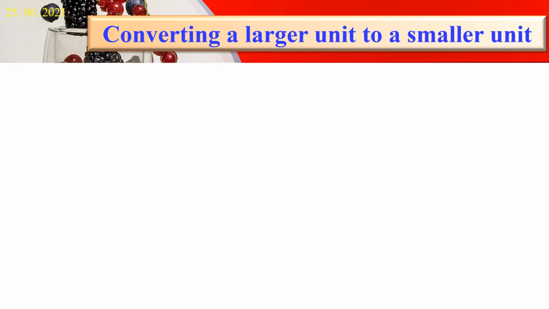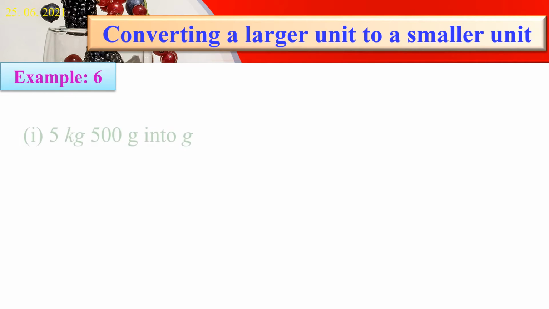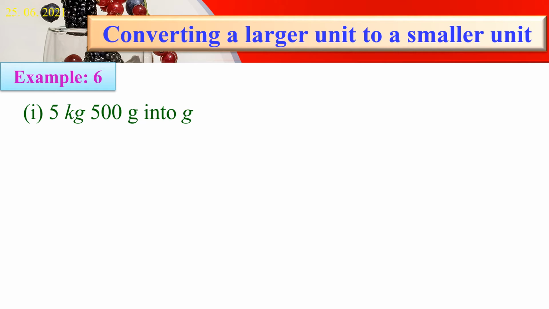Converting a larger unit to a smaller unit. Example 6. First sum: 5 kg 500 gram into gram. Here they have given 5 kg 500 gram. We have to convert it into gram. Gram is the smaller unit when comparing with kilogram. Okay, let us move on to the solution.